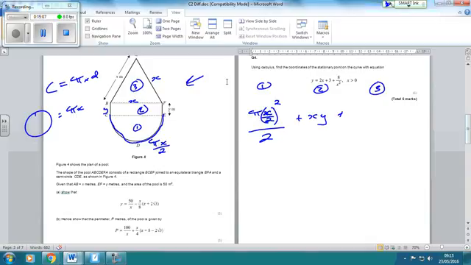Now we should know that the area of a triangle is half AB sine C. Now if it's an equilateral triangle, we also know that this angle here is going to be 60. So it's going to be half times A times B, so that's x times x, so that's going to be half x squared sine C. And you should know that sine 60 is root 3 over 2.